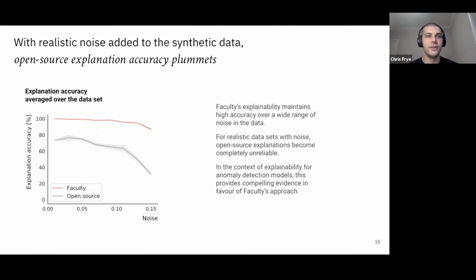So what you can see is that Faculty's explanations maintain high accuracy in the high 90s over a wide range of natural noise levels that can exist in the data. However, the open source explanations become quite unreliable, dropping even below 50% as you go up in noise, meaning that the explanations are actually even more often incorrect than correct at the right-hand side of the plot. And so in the context of explainability for anomaly detection especially, this provides compelling evidence in favor of Faculty's approach that fixes the fictitious data problem.